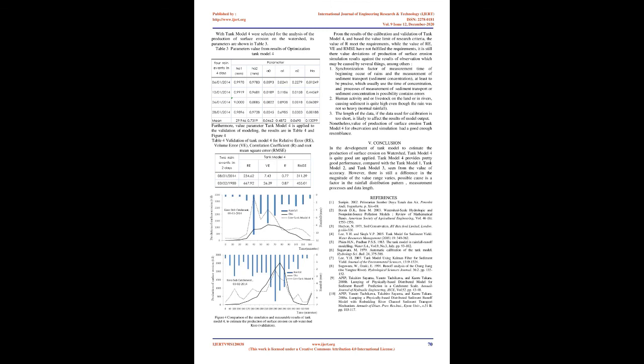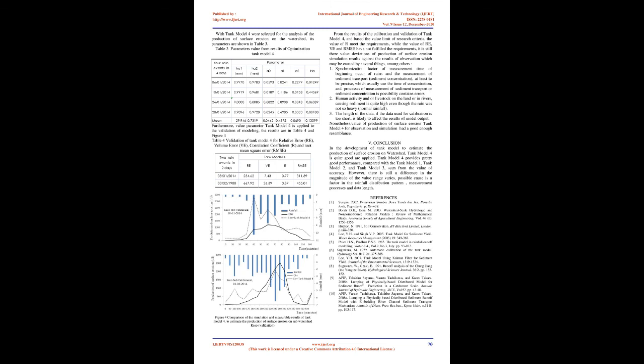2. Human activity and or livestock on the land or in rivers, causing sediment is quite high even though the rain was not so heavy, normal rainfall. 3. The length of the data, if the data used for calibration is too short, is likely to affect the results of model output. Nonetheless, value of production of surface erosion Tank Model 4 for observation and simulation had a good enough resemblance. Conclusion. In the development of Tank Model to estimate the production of surface erosion on watershed, Tank Model 4 is quite good are applied.